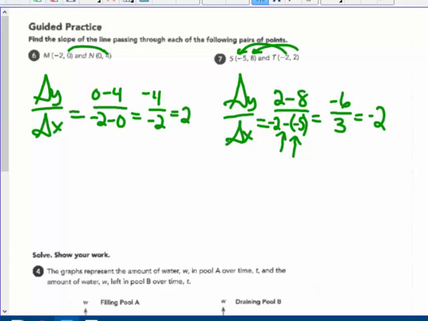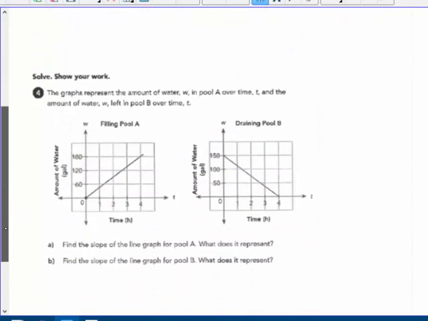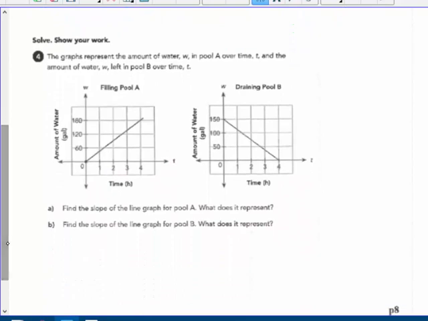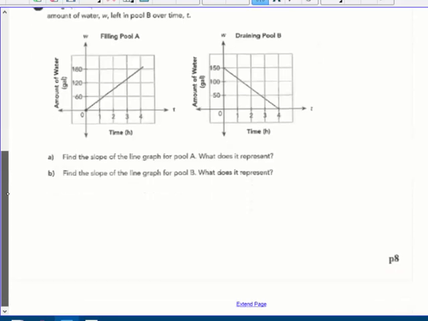That's a common oops. Number 4, the graph represents the amount of water in pool A over time t and the amount of water W left in pool B over time t. Well, pool A is definitely the water is going up, so that must be filling. Right? Oh, it says that, filling pool A and draining pool B. Find the slope of the line graph for pool A. What does it represent? So the slope, delta y over delta x.